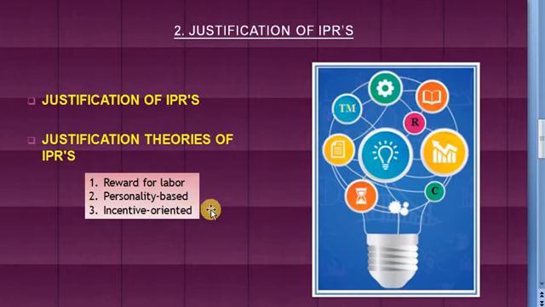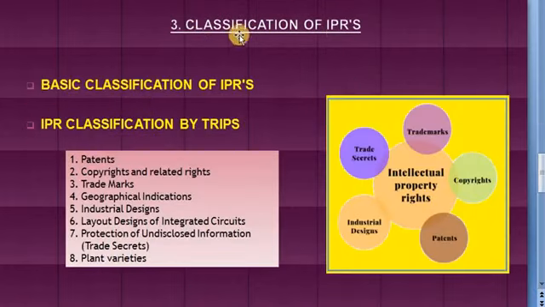So I hope you now have a thorough understanding of this topic of justification of IPRs. Now let's move to the next slide for the study of classification of IPRs. So what is the basic classification of IPRs? As per the general definition, intellectual property right is a general term which covers patents, copyrights, trademarks, industrial designs and geographical indications.